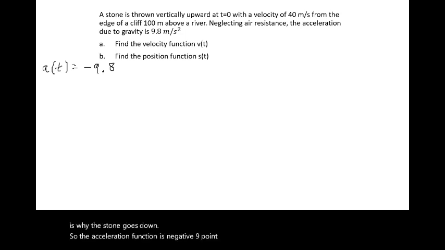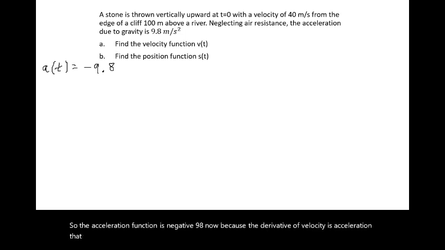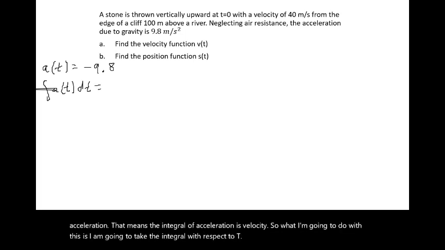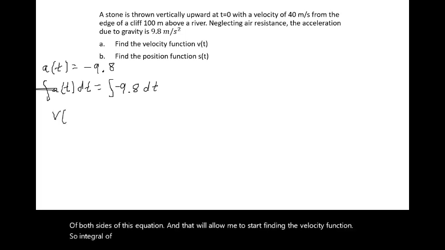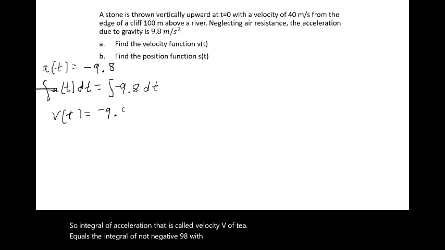Now because the derivative of velocity is acceleration, that means the integral of acceleration is velocity. So what I'm going to do with this is take the integral with respect to t of both sides of this equation, and that will allow me to start finding the velocity function. So integral of acceleration, that is called velocity, v of t, equals the integral of negative 9.8 with respect to t, which is negative 9.8t plus your arbitrary constant c.